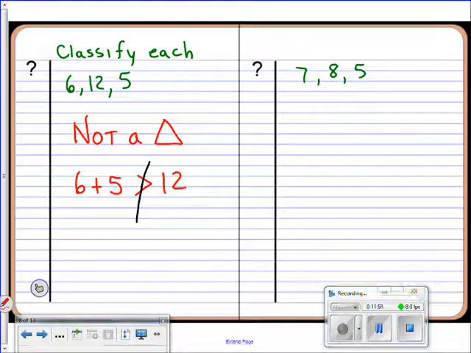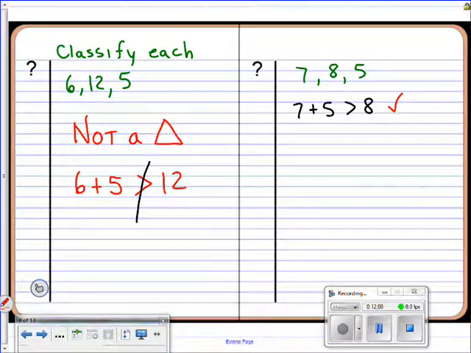All right, welcome back. So, of course, we're going to first check to see if it's a triangle, and 7 plus 5 is definitely greater than 8. That's 12, so it's definitely greater. So we now know it's a triangle. We can continue on. So let's go ahead and plug our stuff in.